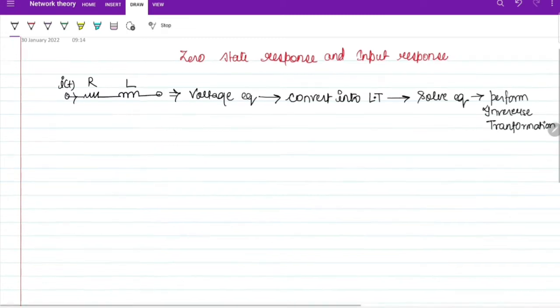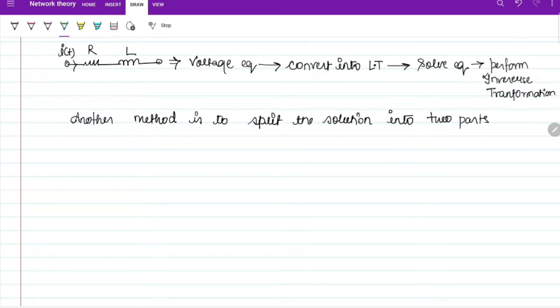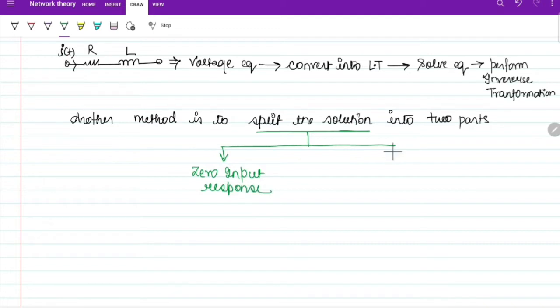Now there is another method where we convert this solution into two parts. One will be zero state response and one is zero input response. So we need to split this equation into two forms. One will be your zero input response and another will be zero state response.